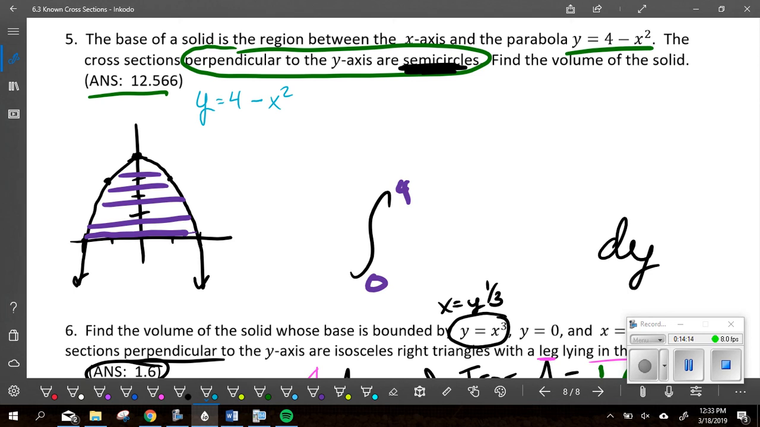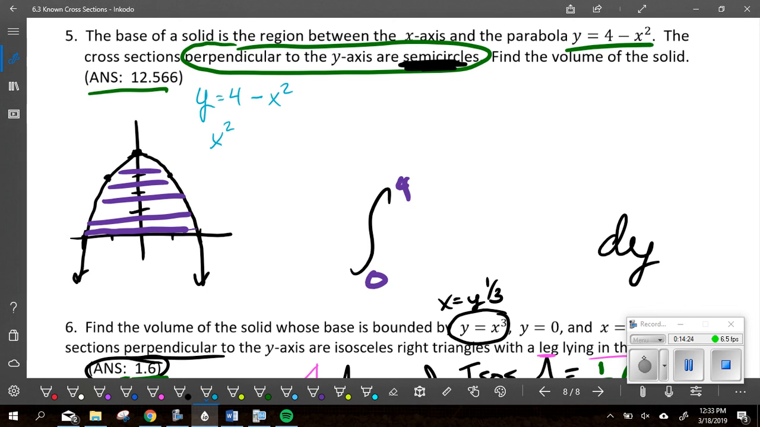So if I want to get x by itself here, what do I need to do first, Quinn? Okay, so he made it x squared equals 4 minus y. He added the x squared and subtracted the y. Cool. Then what? Take the square root. And so if he took the square root, his answer is going to be the square root of 4 minus y, but you get plus or minus because we took the square root.